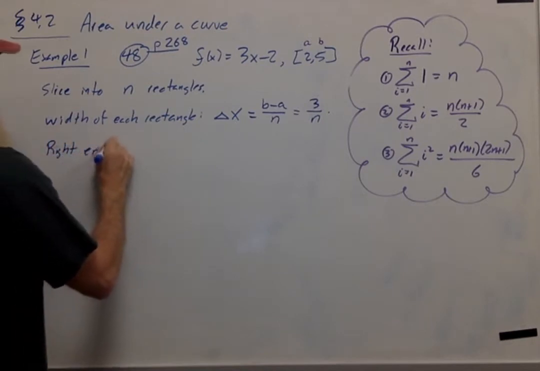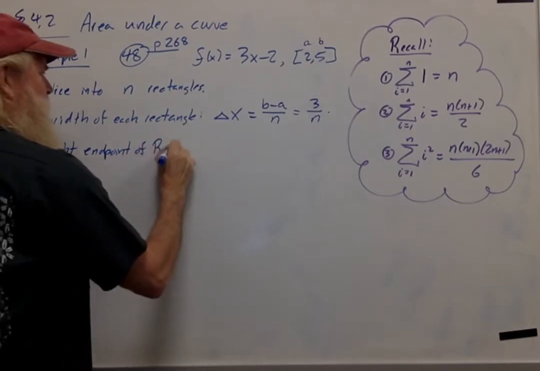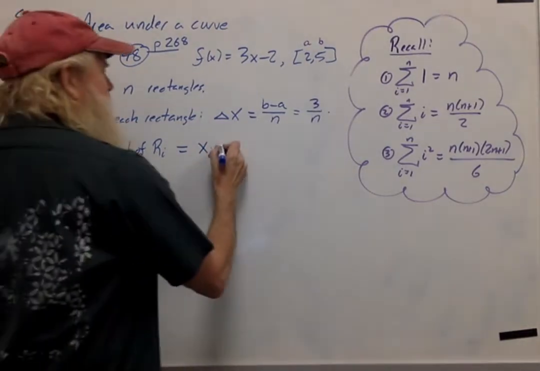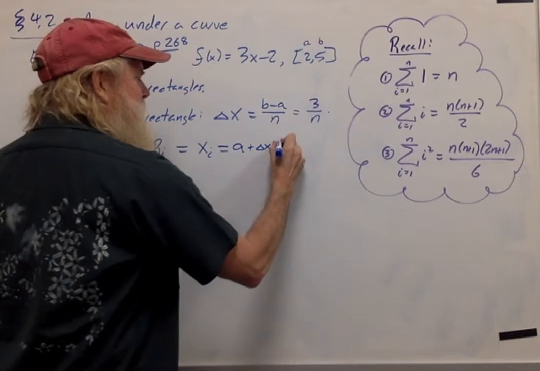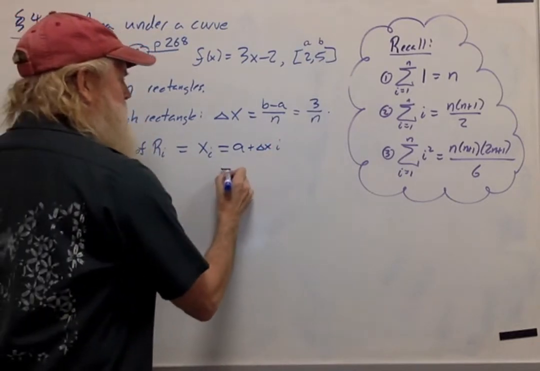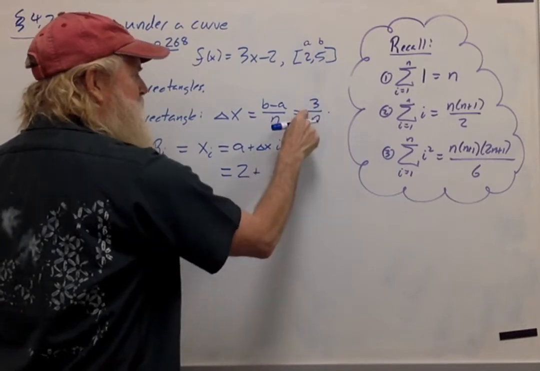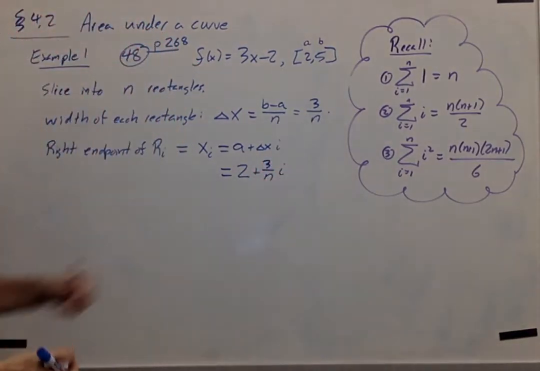The right endpoint of R sub i is called x sub i, and the formula for that is a plus delta x times i. a is the left endpoint, 2. Delta x is 3 over n, times i. So x sub i still has an i in it.